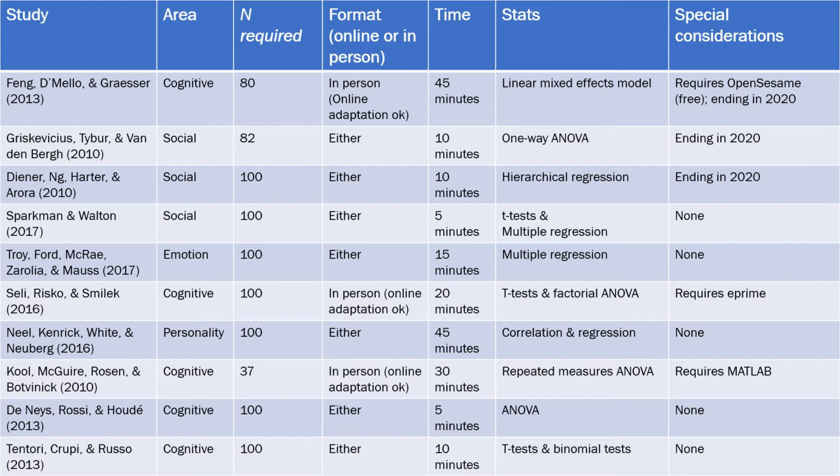You should also note when a study ends. Studies that end in 2020, for example, will be written up for publication in 2021. If you have students who are interested in being involved in the manuscript process, or if you are interested in this process yourself, the sooner a study ends, the sooner it will be written up.